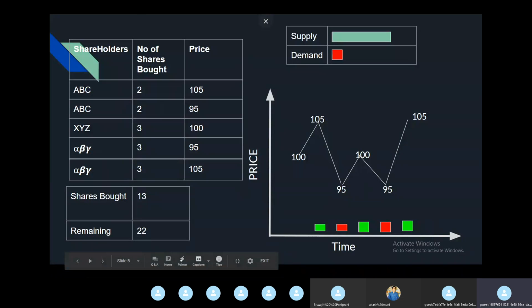So I think everyone understood this. Anybody have any doubt, anything, please let me know. It's very simple. Big company came, bought few shares at different prices. We plotted it. These are the volumes. And the shares bought is 13, remaining is 22. Supply is this, demand is this. So we have a good number of supply and we have low demand. That's it.